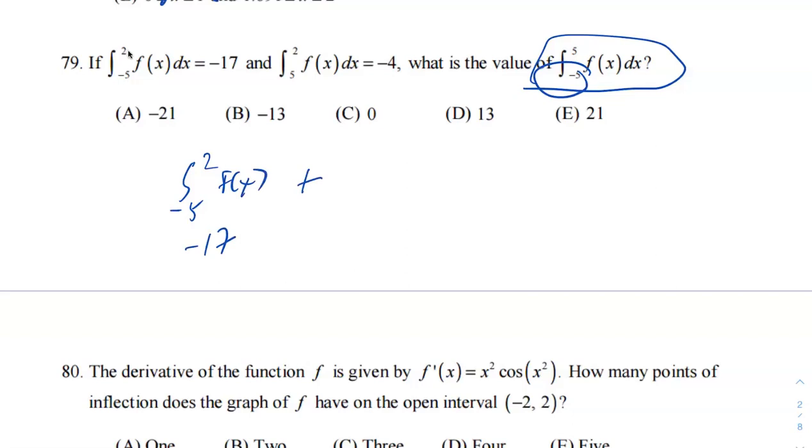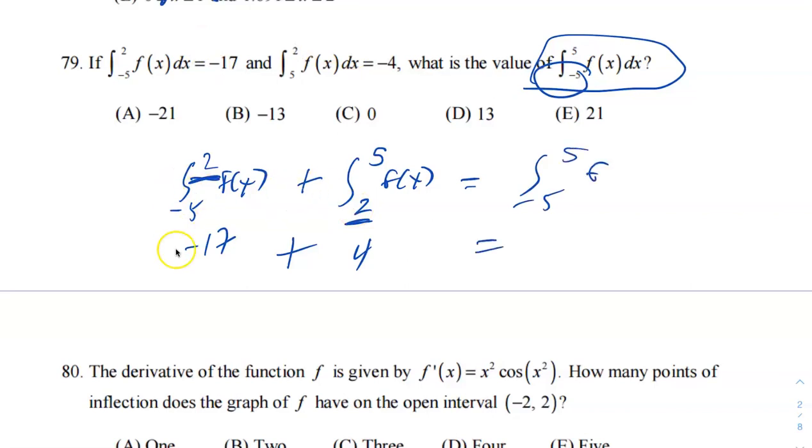Now if I want to add an integral, right, remember that 2 there has to be in the bottom. The only way to add integrals is that these two match. So if I have a 2 in the bottom, the top has to be, what's an integral to 2? This guy right here. But I got to flip it. So it goes 2 to 5 of f of x. But since I flipped it, that's not a -4, it's a +4. And then that's how you add integrals. So when I add these up, I'm going to get from -5 to 5. And on the bottom, I get -17 plus 4 because I just flip it, which gets me -13. So B.